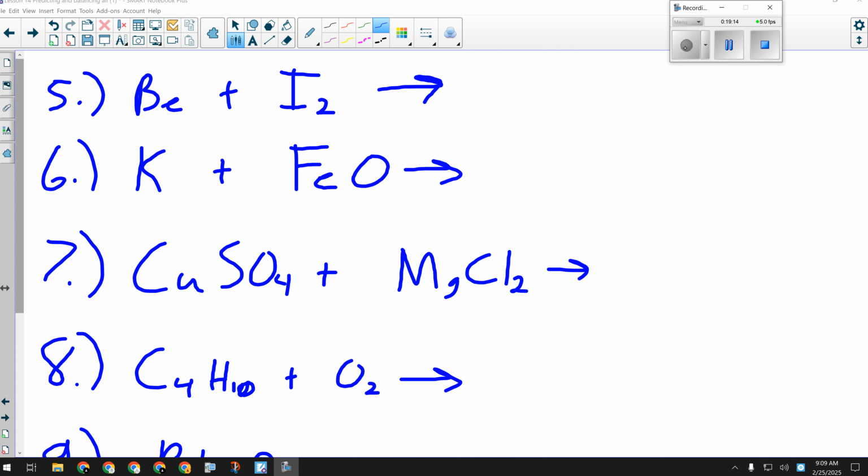Okay, so what kind of reaction is number 5? It's a synthesis reaction. Okay, so that's going to make beryllium iodide, Be with I. That's an ionic compound, so I've got to drop and swap. Iodine's a -1, beryllium's a +2. So I get BeI2 for my product. Does that make balancing this equation really easy? It's already balanced then, right?